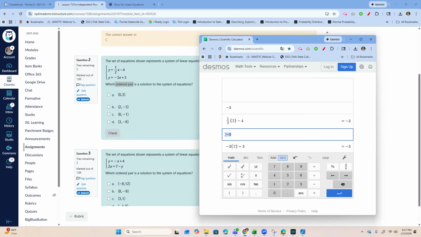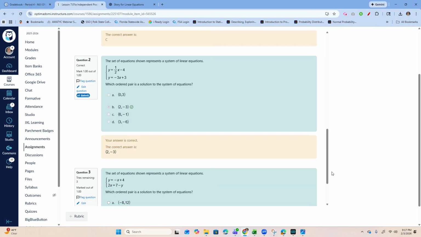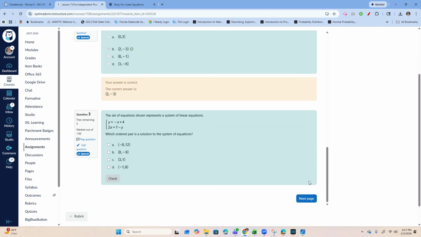And look at my answer here, and look at my answer here. Oh, I got the same thing. So it also worked in my second equation. That's why I'm going to choose letter B here. Okay? And you can see I got it right. Let me show you the next one.